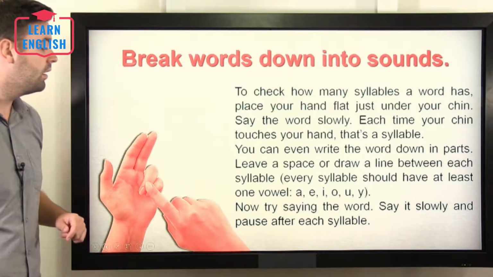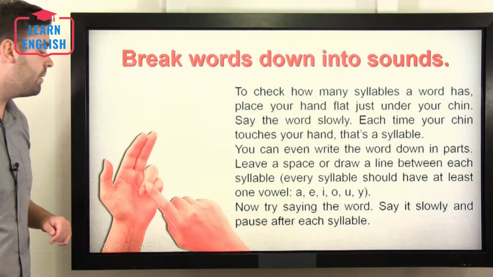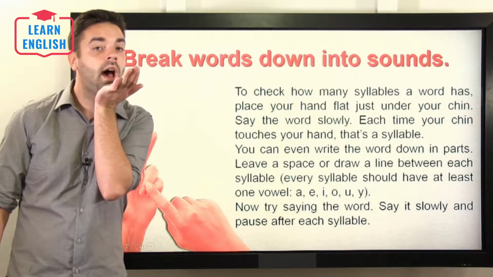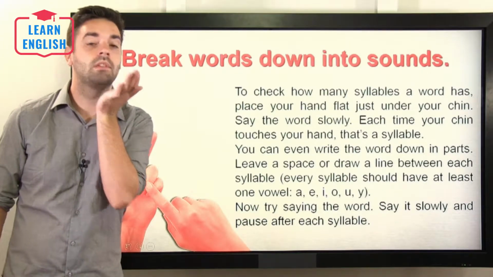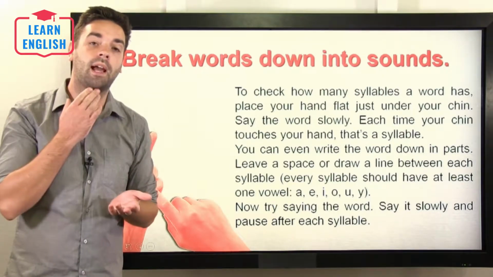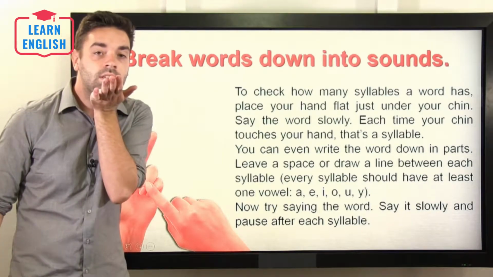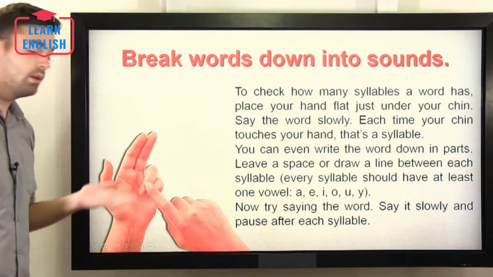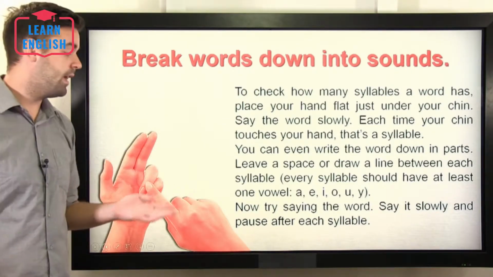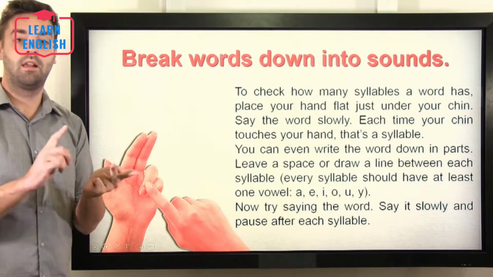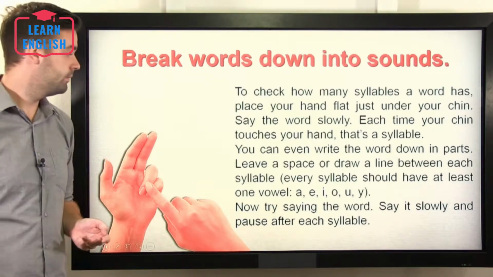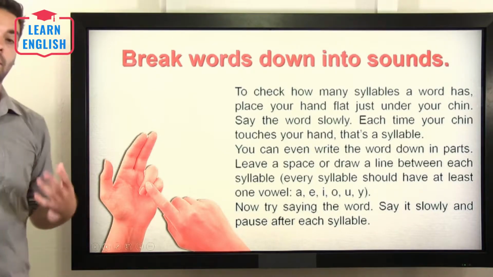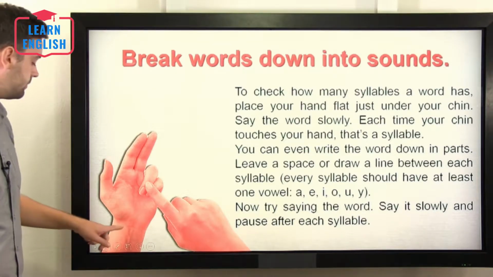Now try saying the word. Say it slowly and pause for each syllable. So, syllable. Do you see? My chin moved on my hand 3 times. Syllable. We can also count it on our hand. Okay? So maybe you go syllable. Syllable. You can hear it, okay? It's a rhythm within the word.